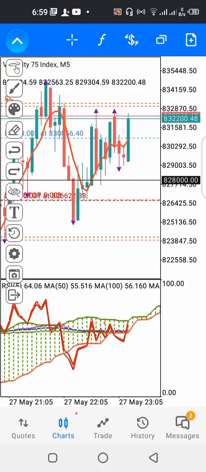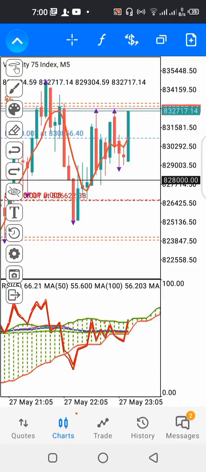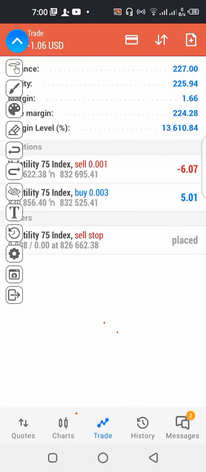So these are trades on the Volatility 75 index on the 5 minutes time frame. So let's see if we are going to close out this trade. Is it going to close?